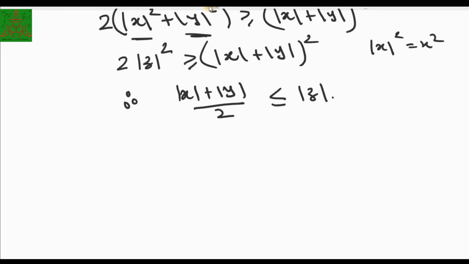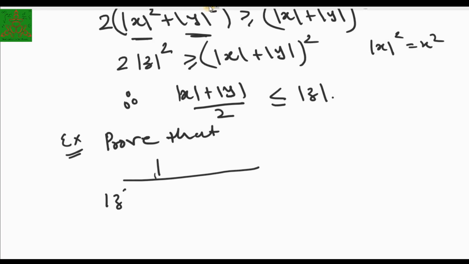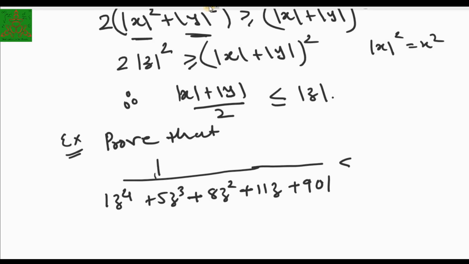After giving one exercise, we will wind up this video. This is the exercise that you can do. Prove that 1 upon mod of (z raised to 4 plus 5z cube plus 8z square plus 11z plus 90) is less than or equal to 1 upon 4000 when mod z is equal to 10.